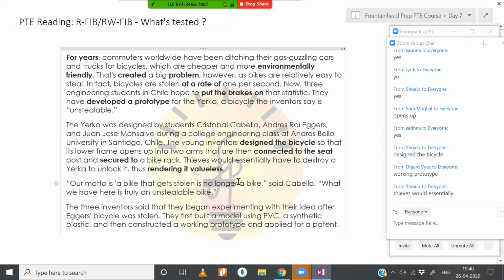No longer. No longer is a collocation. Experimenting with is a collocation. Applied for is a collocation. Yeah, working prototype. Working prototype is also a collocation.